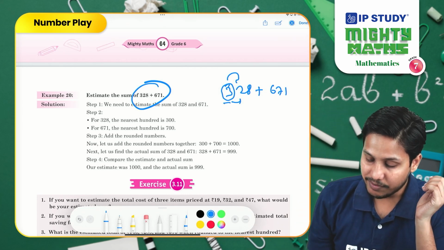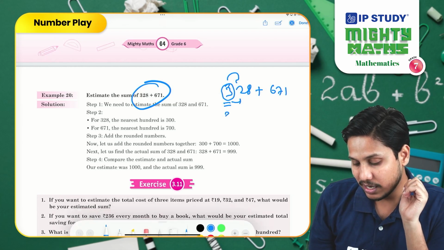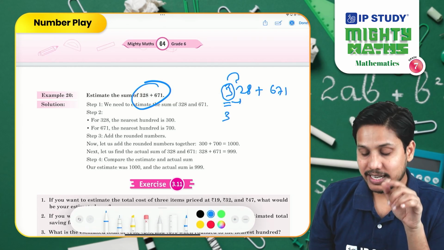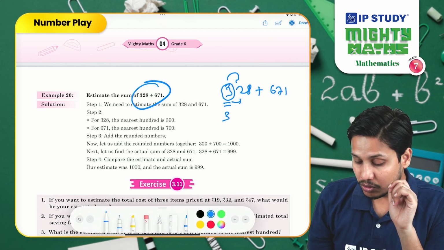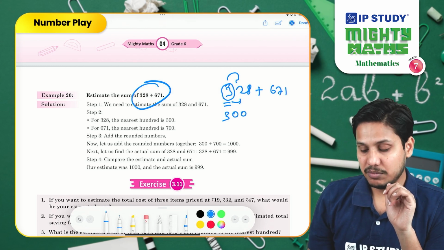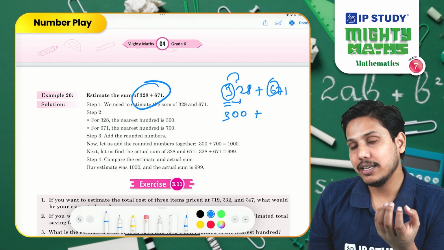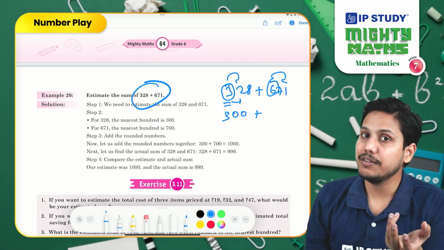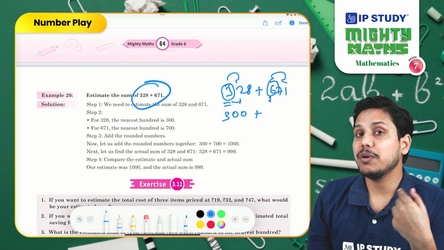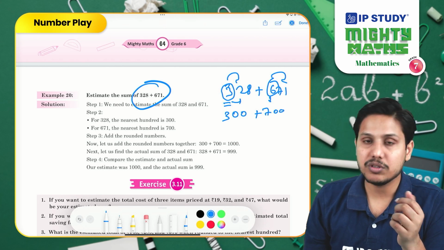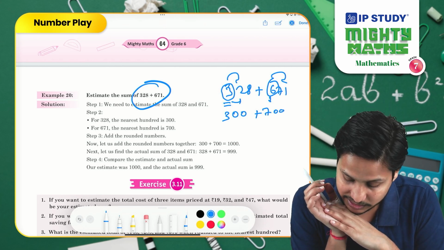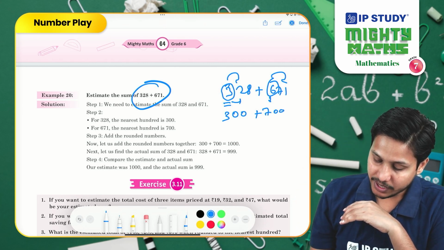So for example, here we have 328. What we can do is we can write 3 because the next digit is 2, which is less than 5. So we can write 0 for the other digits. Next, for 671, we can see the target digit is 6 and the next digit is 7, which is greater than 5. So we'll increase the 6 by 1, which is 7, and we'll put 0 for the rest of the digits. Yes. Now the sum will be 1000.